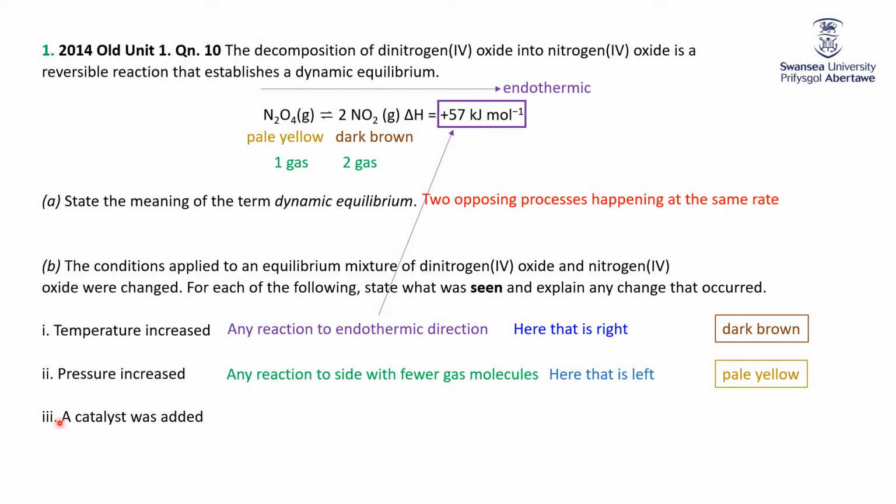And finally, a catalyst was added. Well, all a catalyst will do is get you to equilibrium faster. Seeing as how we've already got an equilibrium mixture, it will have no effect. It doesn't change where the equilibrium is. If you're not at equilibrium, a catalyst will get you to equilibrium more quickly.